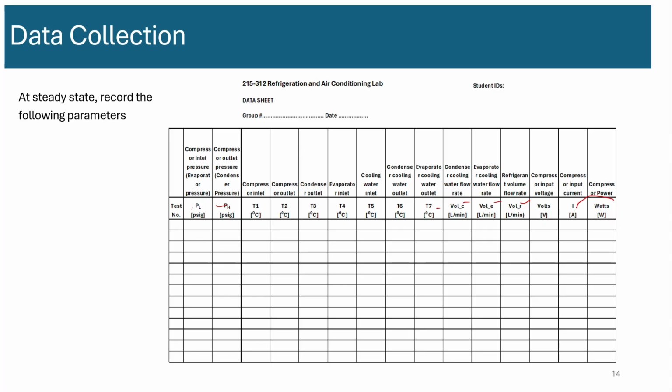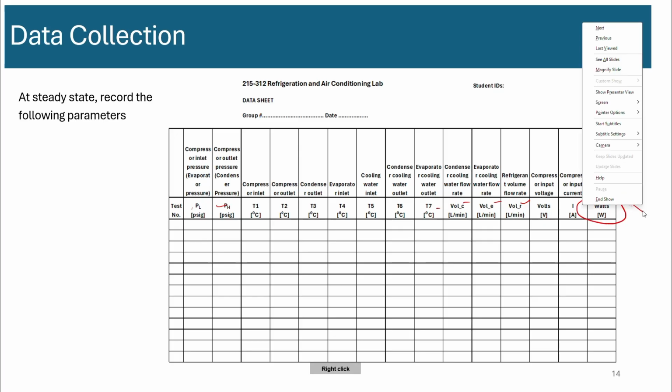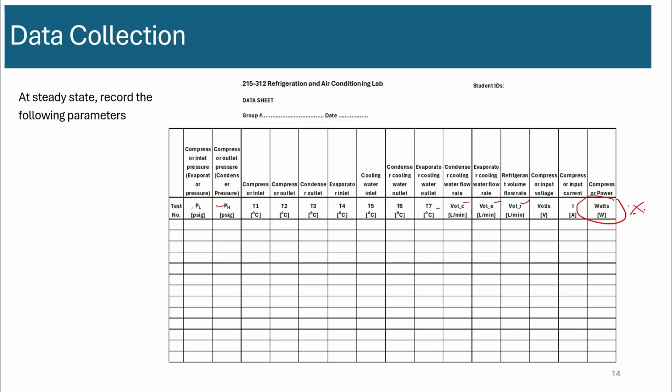So this is the most important value. Okay, this is the most important data. Even if you got the current and voltage wrong, we are primarily using the watts value for calculations. All right. And all these records have to be done at steady state, so all of these values should be varying very minimally when you're recording them.